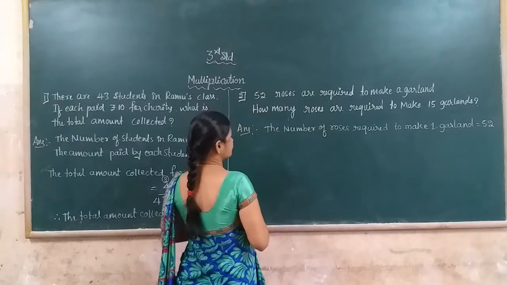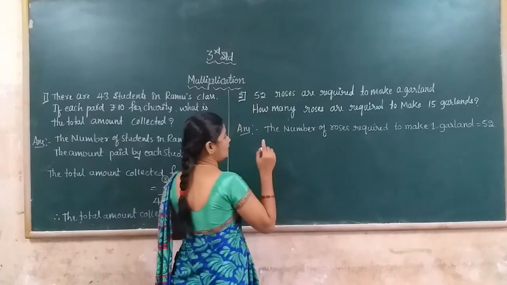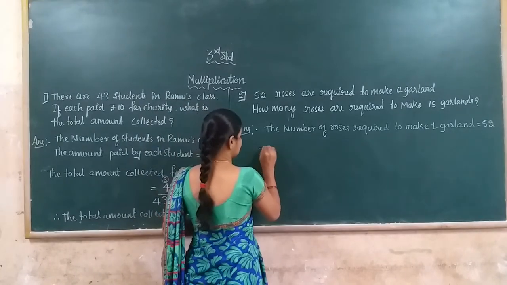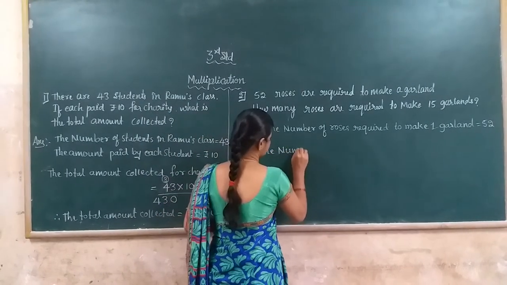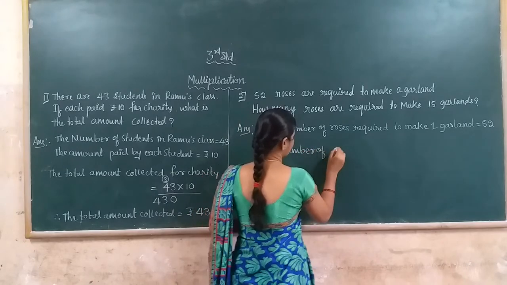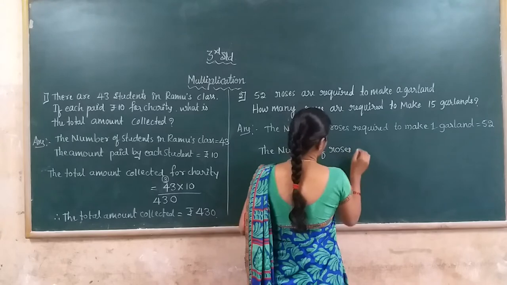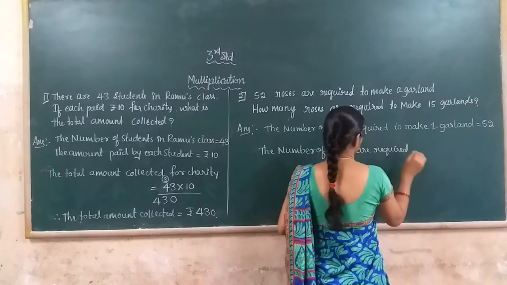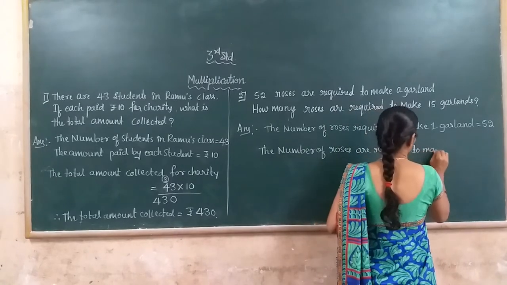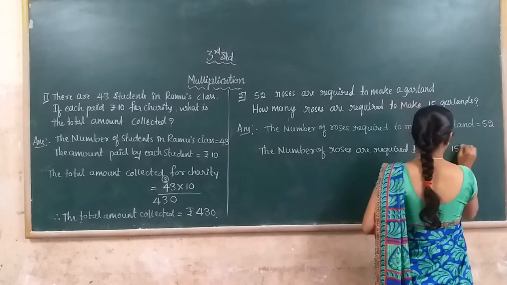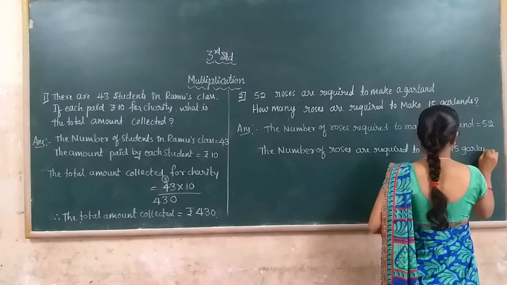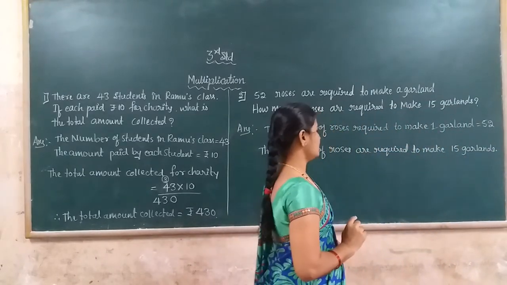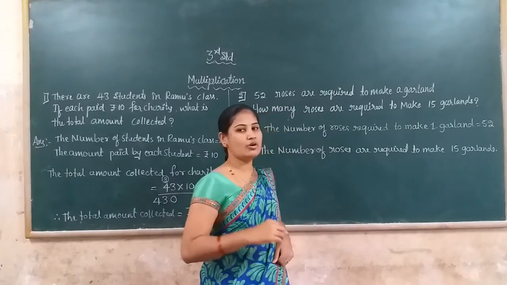Next, what is given? You find out the number of roses required to make 15 garlands. Dear students, one garland has 52 roses. You make 15 garlands. How many roses are required? You find out.